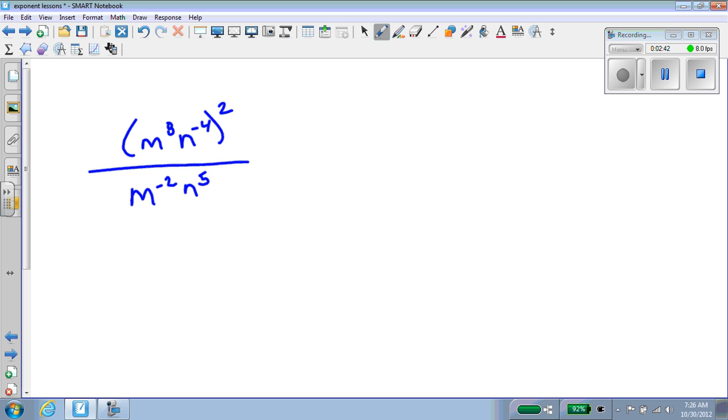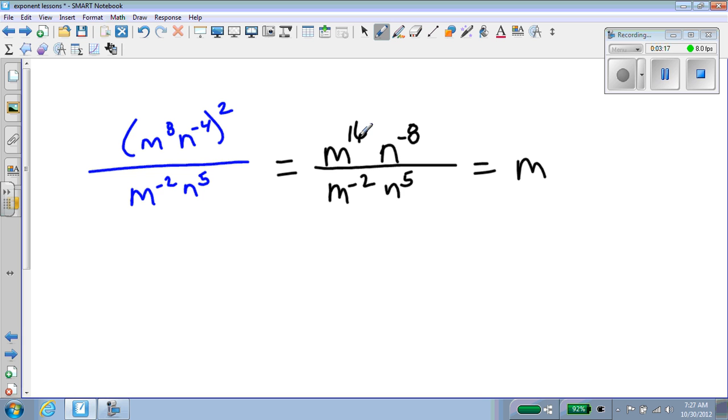Okay, so I have to do the exponent first before I can think about the common base of m. So I'm going to get m to the 16th, n to the negative 8th, over m to the negative 2nd, n to the 5th. And again, even though I have the same base, because the exponents aren't both positive, I'm sort of thwarted in my love of canceling. So I have to use m to the 16 minus negative 2. So m to the 16 plus 2 would be m to the 18th.